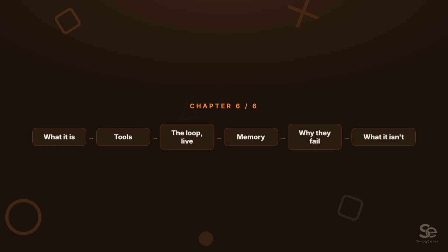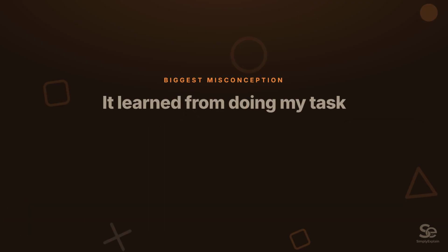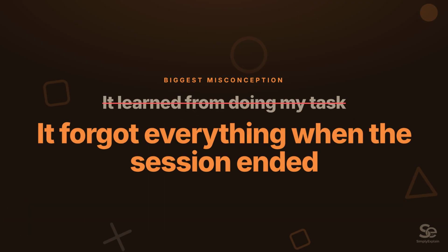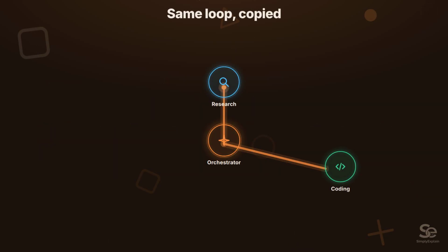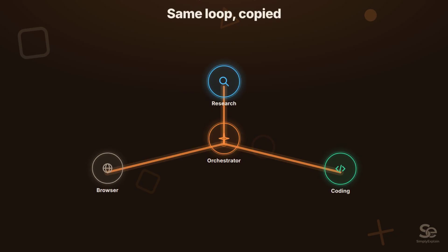Final chapter. What an agent still is not. Biggest misconception first. After the run, the model has learned nothing. Close the session and it's gone. Unless something wrote notes to storage, it starts every job from zero. You'll also hear about multi-agent systems, an orchestrator delegating to 2 workers. Impressive, but look closely. It's the same loop, copied. Each agent is still text in, text out.